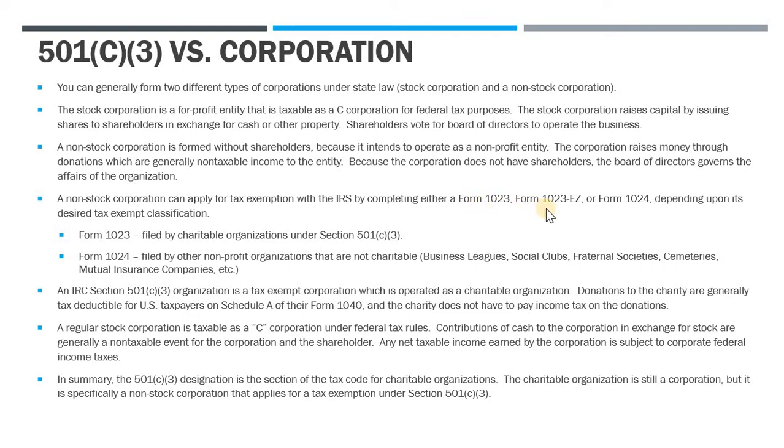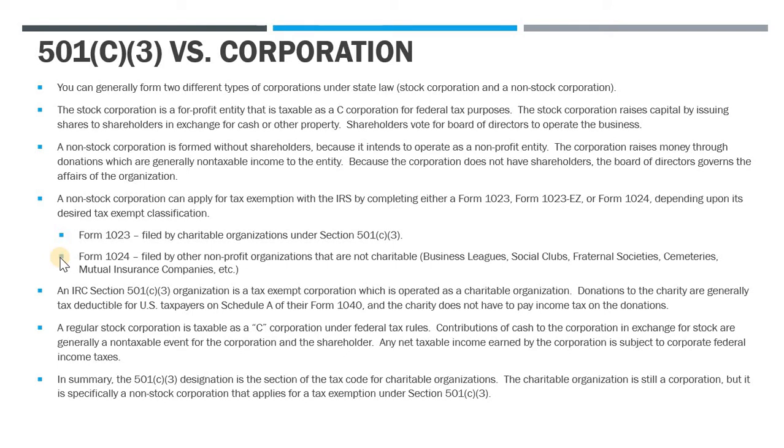nonprofit entities that are charitable. And then you have a 1024 form, which is filed for other types of tax-exempt organizations, right? So charitable organizations, these are your 501c3s, right? They file the 1023 to get their tax exemption, but then you have other nonprofit entities out there like business leagues, social clubs, fraternal societies, sororities, cemeteries, mutual insurance companies, the list goes on. These types of entities, if they're set up as a non-stock corporate entity, would have to file a 1024 to obtain that tax-exempt status.